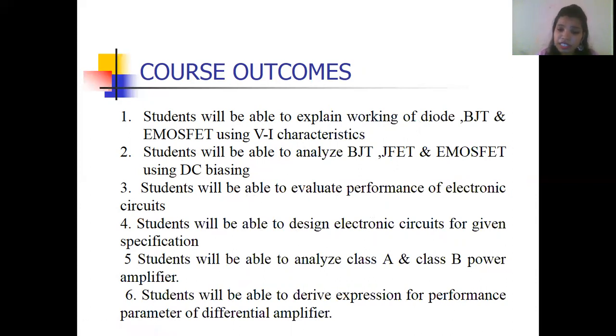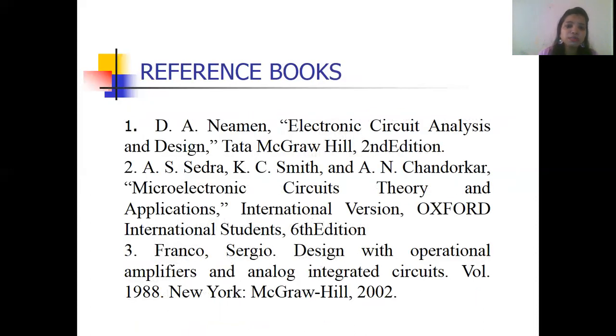Suppose voltage gain is given, resistance is given, then what should be the circuit? How to design the circuit? And next, in module 5, you can learn how to analyze different types of power amplifiers. And finally in module 6, you are able to derive the expression for performance parameters of the differential amplifier.